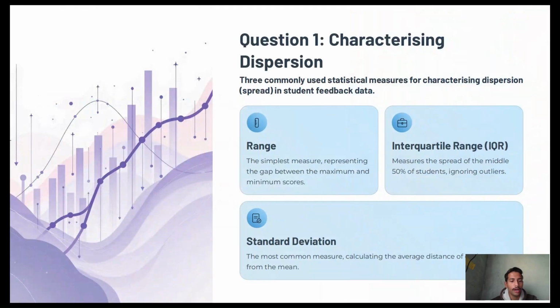We were asked to identify three statistical measures to characterize the spread and dispersion of student feedback data. The three most common measures are range, the simplest measure, which is just the gap between the maximum and minimum scores. Second, the interquartile range. This measures the spread of the middle 50% of the data, effectively ignoring outliers. Third, standard deviation, the most widely used measure, which calculates the average distance of every single score from the mean.